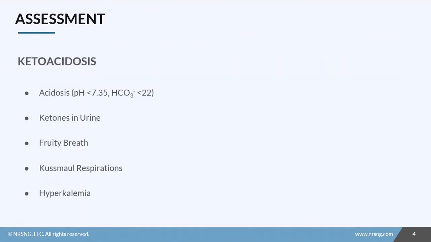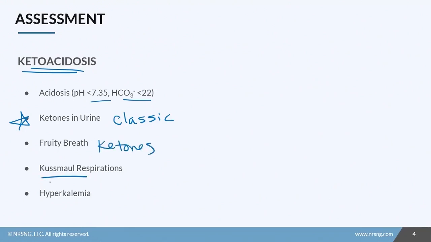So that second set of problems is due to the ketones, that ketoacidosis. Their pH is going to drop below 7.35. Their bicarb may drop to less than 22. And then we're going to see the positive ketones coming out in their urine. This is one of your classic signs of DKA, in addition, of course, to your other lab values. And we're also going to see fruity breath. That's those ketones that make their breath smell fruity.